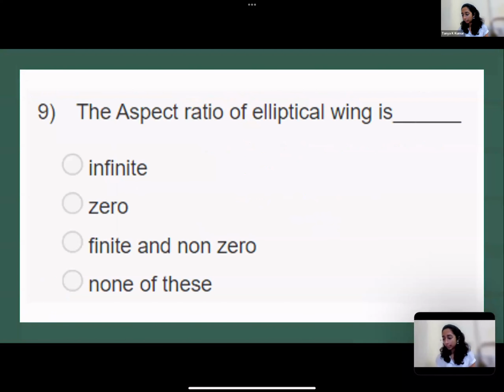Next, the aspect ratio of an elliptical wing is infinite, 0, finite and non-zero, or none of these. Yes, finite and non-zero. When will it be infinite? For an airfoil, yes. Will it ever be 0? Can 0 ever be the case? No, it can never be 0.